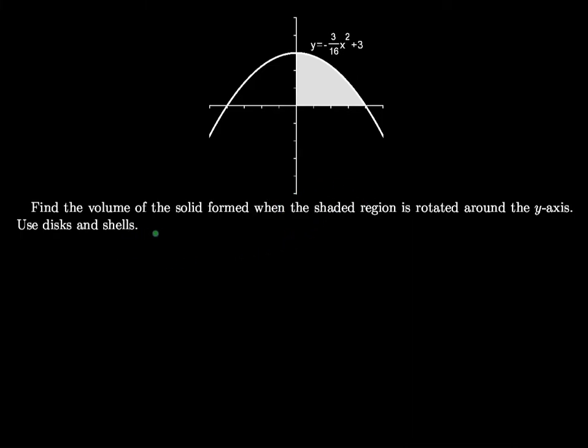Alright, another solid revolution, same shape. We want to find the volume of the solid formed when the shaded region is rotated around the y-axis using disks and using shells. I'll go a little bit faster than the first video because I don't want to spend too much time on this.